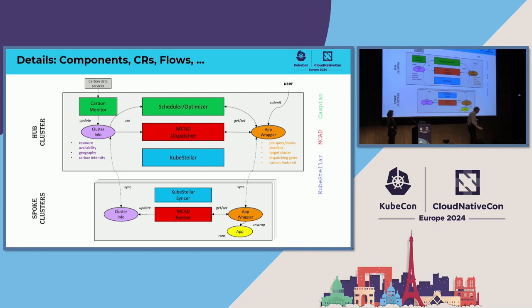So in Kubernetes terms, we added a couple of custom resources that we needed. One is the one on the left here in the purple, which is ClusterInfo. Each cluster in the spoke clusters has a ClusterInfo object that has information about that cluster, mainly the resource availability on that cluster, and that changes over time. So some controller here is updating that, as well as the geography where this spoke cluster is, and then we get the carbon intensity through web services typically, that we go and find what the carbon intensity is for that location. So we go and fetch that through a carbon monitor component. So ClusterInfo is a custom resource that is synced through KubeStellar up in the hub cluster where CASPIAN lives.